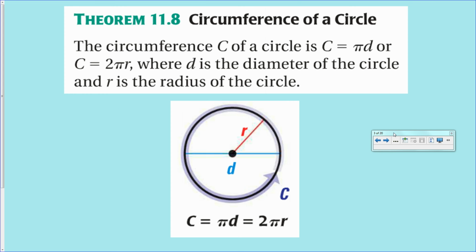Okay, theorem 11.8 basically describes to you how to find the circumference of a circle. It gives you a couple formulas, one that depends on the diameter of a circle and one that relates the circumference to the radius of a circle. Obviously, a radius is half of a diameter, so you'd expect a factor of 2 to pop up in one of these equations, and in fact it does. So circumference equals pi times d, or 2 times pi times r.